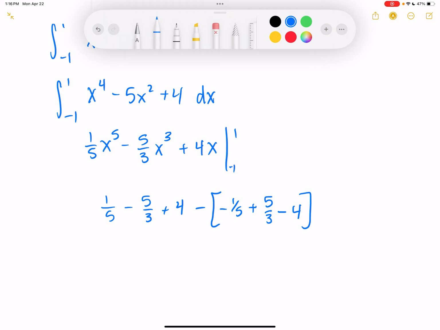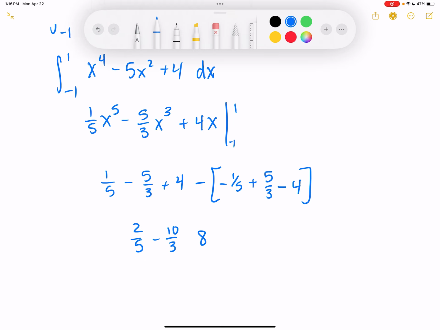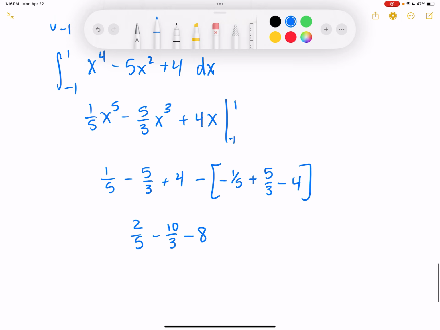All right, so then I've got 1/5 plus 1/5, so that's 2/5. -5/3 minus 5/3 is -10/3. And then 4 plus 4 is 8. So then everything over 15, 6 minus 50 plus, I don't even know what 8 times 15 is.